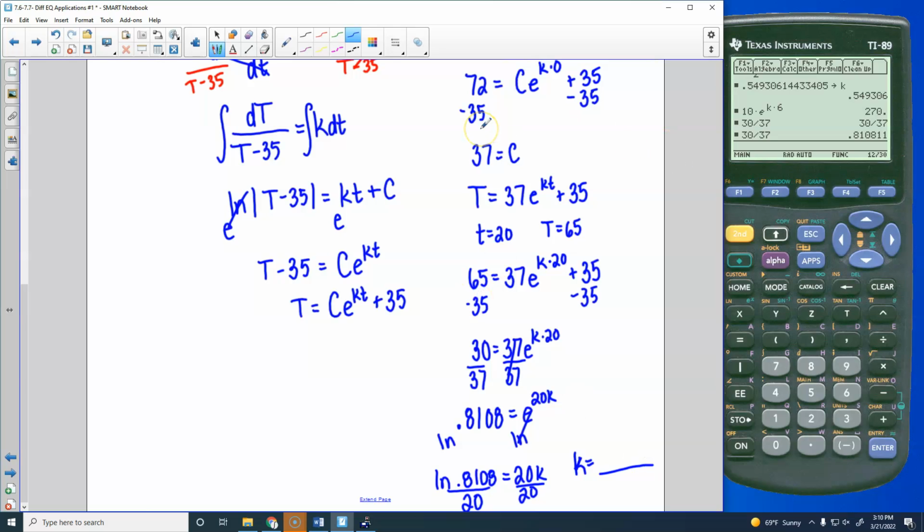So we need to find C and k. You're in general always going to find C first. So we found C and we plugged that in. We're plugging it into what we started with, and then we can use that other information.